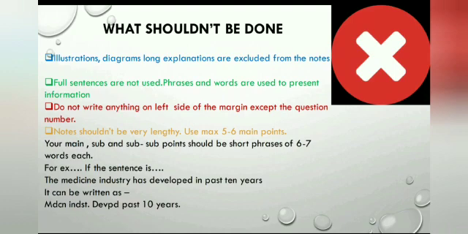For example, if the sentence is the medicine industry has developed in past 10 years, now it can be shortened, it can be contracted and written as MDCN, an abbreviation for medicine, INDST for industry, DEVPD developed past 10 years. So you see how we shorten or contract our sentences to turn them into understandable short phrases.